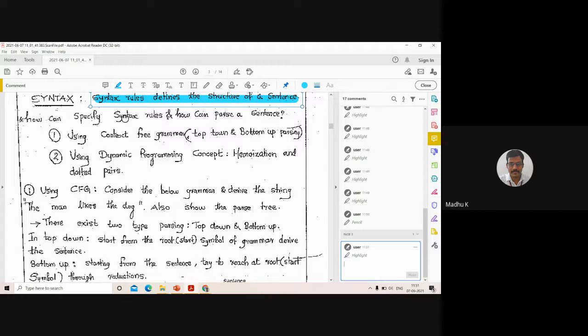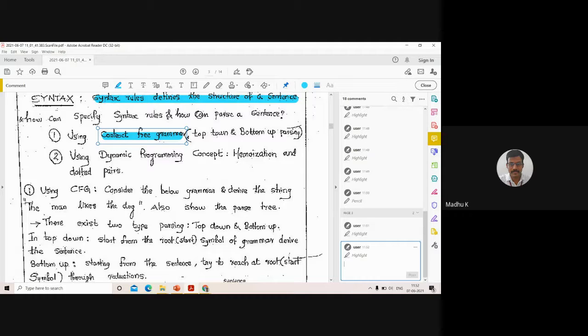How can we specify the syntax rules? There are two issues. One is how to specify the syntax rules, and the second issue is how to parse a sentence. To specify the syntax rules, every language has its own grammar or syntax. We can specify it using context-free grammar, CFG. You already studied this in the previous semesters. This is about the specification of syntax rules.